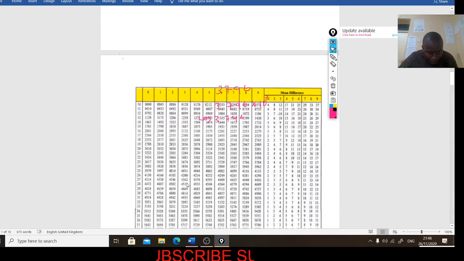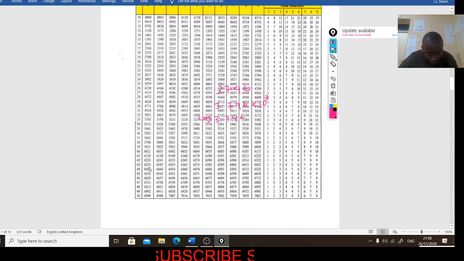The log of 3.79, 3.7 is here, to the column of 9. The column of 9 is here. You find 5786. Now we go, because there was a 6 here, so we go further and look: 0.576.